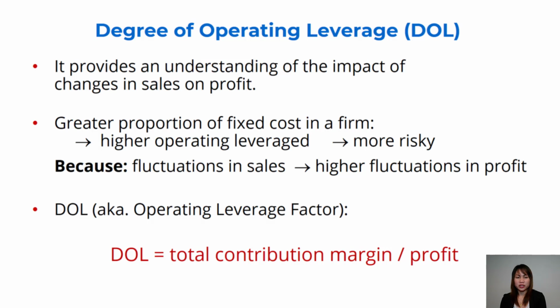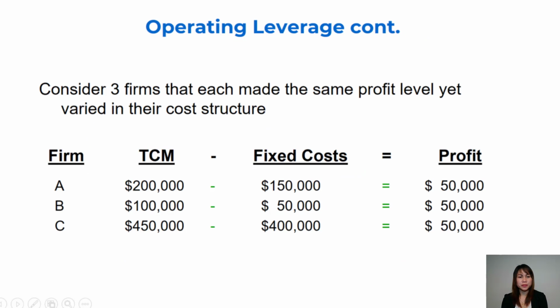Degree of operating leverage, sometimes we call this operating leverage factor, can be calculated from total contribution margin divided by profit. Let's consider three firms A, B, and C that each made the same profit level yet different in their cost structure. Firm A, total contribution 200,000, fixed cost 150,000. Firm B, total contribution margin 100,000, fixed cost 50,000. Firm C, total contribution margin 450,000, fixed cost 400,000. All of these three firms have a profit of $50,000.